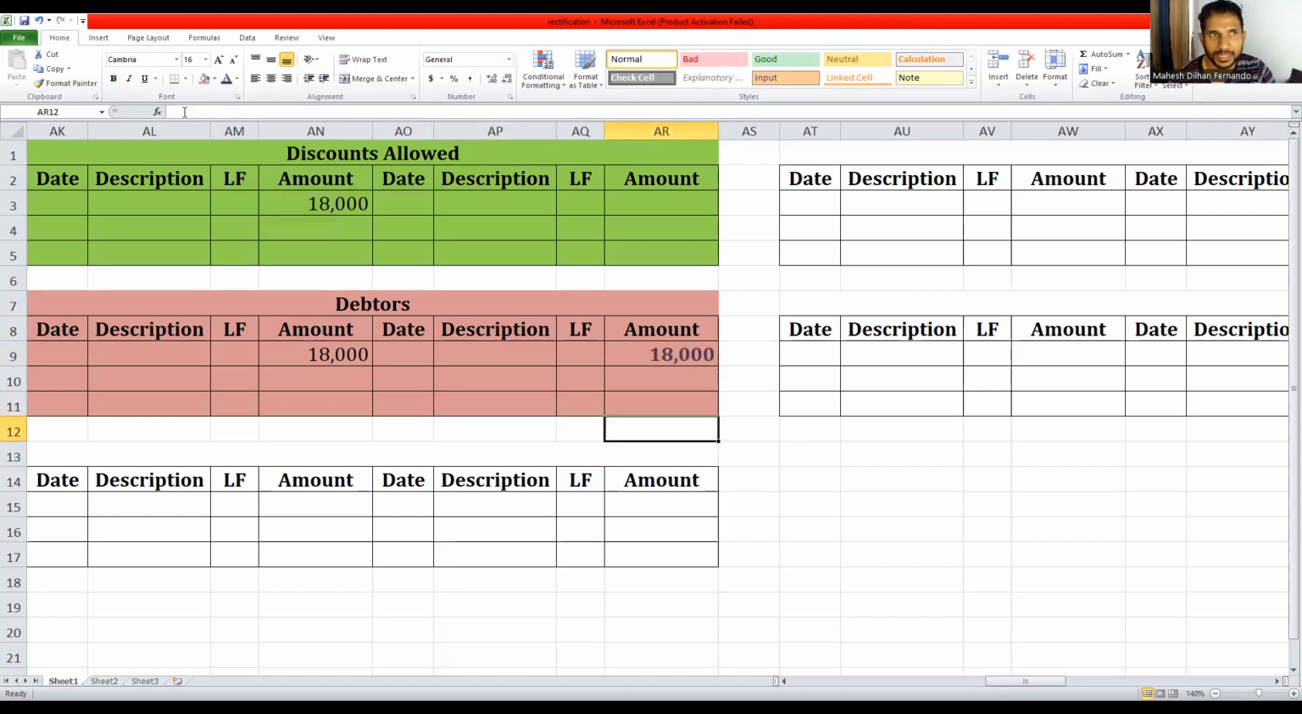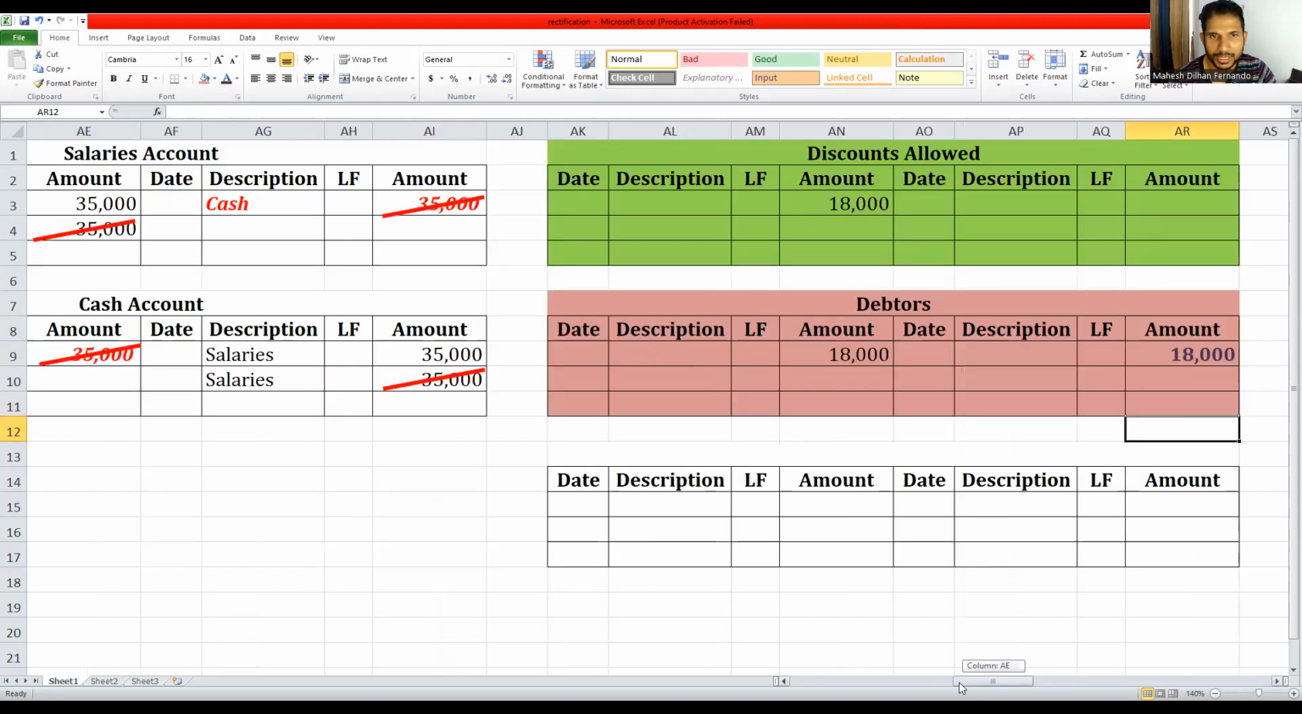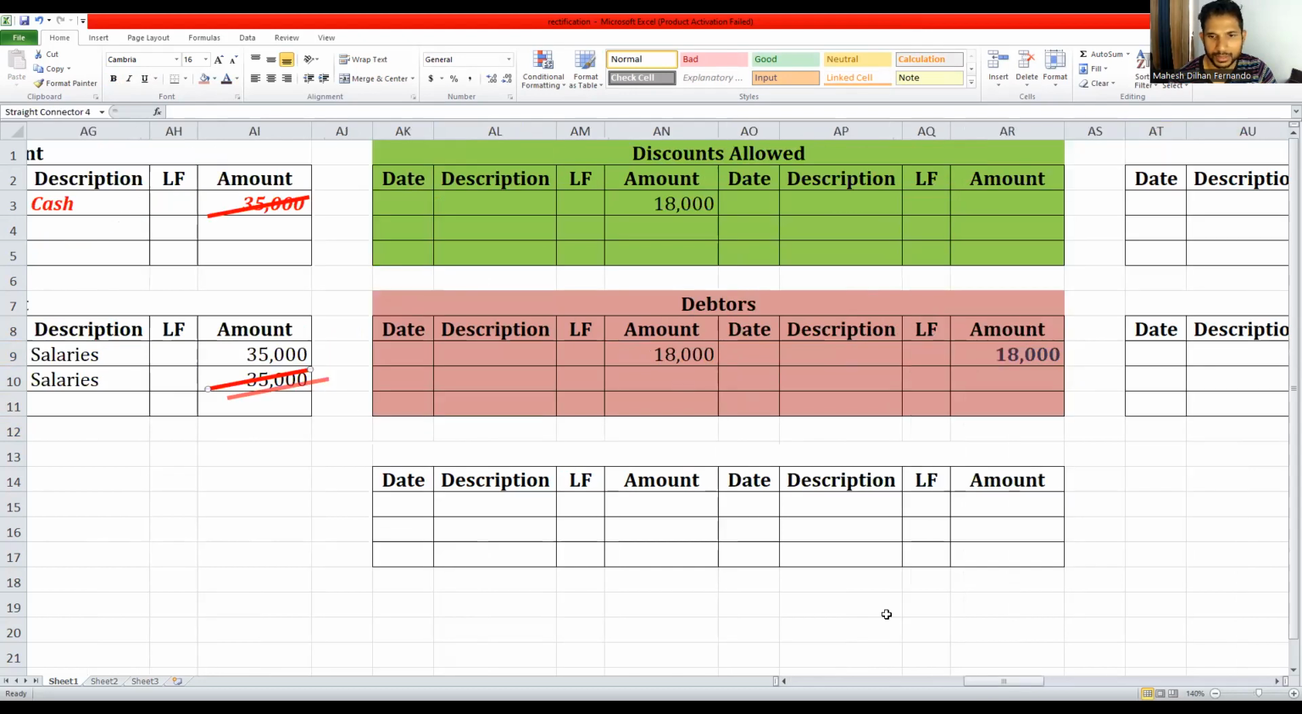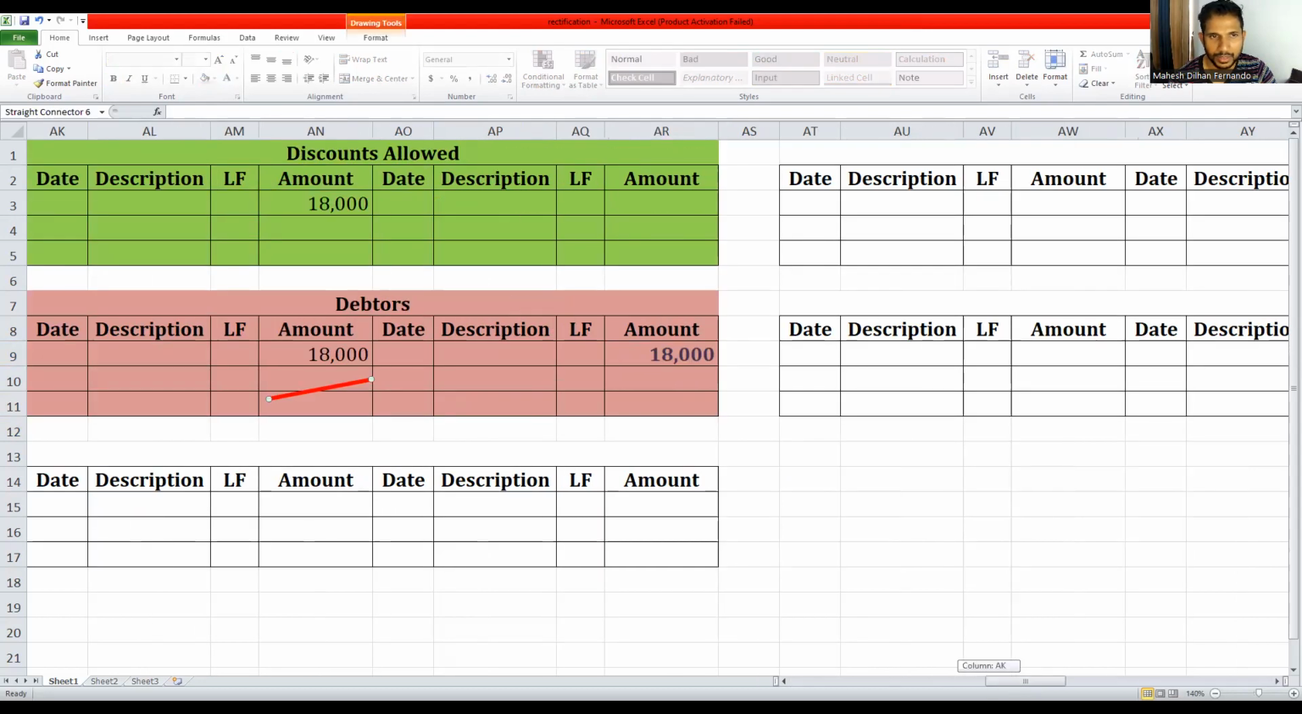Now think what happens. When I have put 18,000 here, for this 18,000, this error has been rectified. That is right. Is it enough? Look, where is the credit entry for this 18,000? While we cancel this error, we have to locate the same amount in the credit entry also.